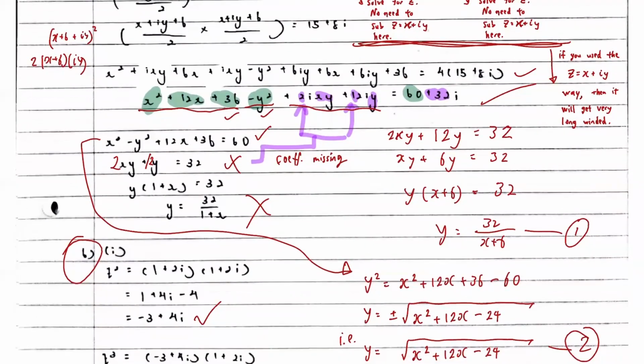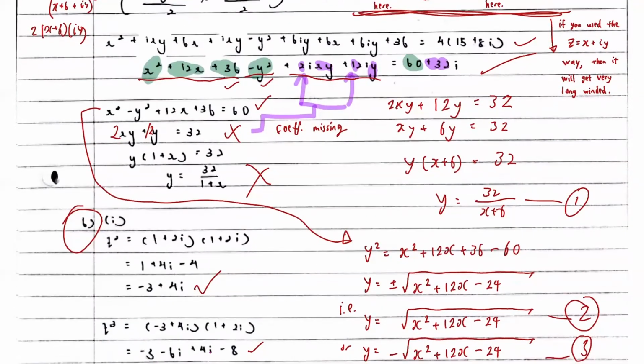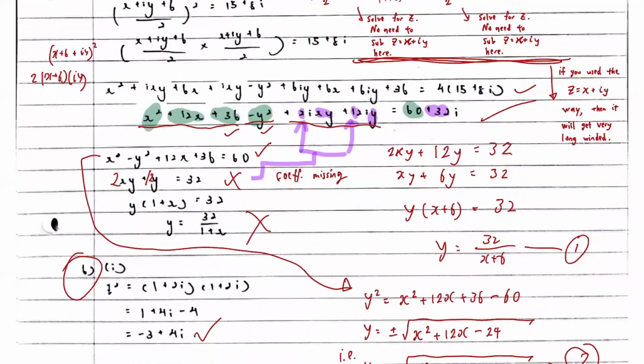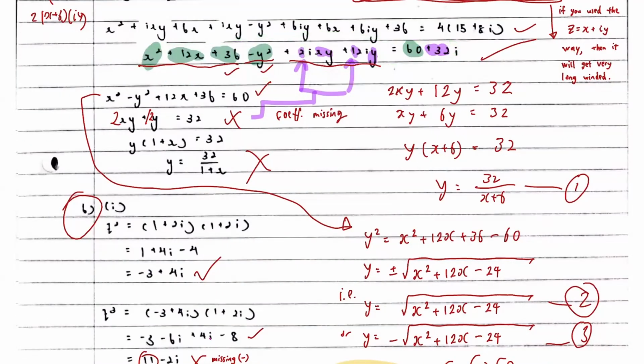I just followed through with your working. Up to this step is okay, but you missed out on the coefficients here: 2xyi and 12yi. There should be a 2 here and a 12 here, but they're missing. Then you equate to 32. You copied the coefficients wrongly, a careless mistake.